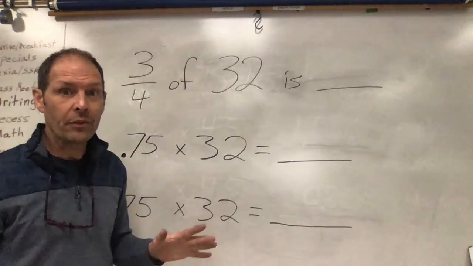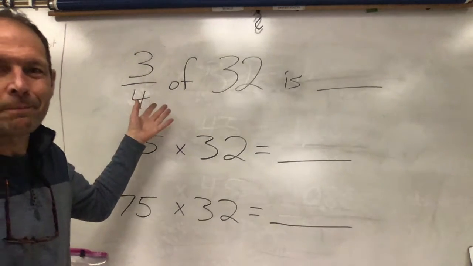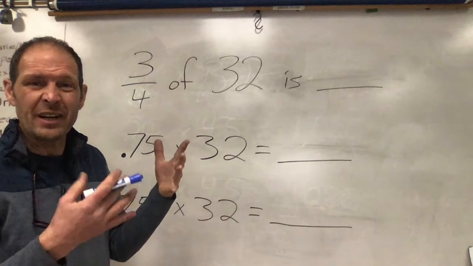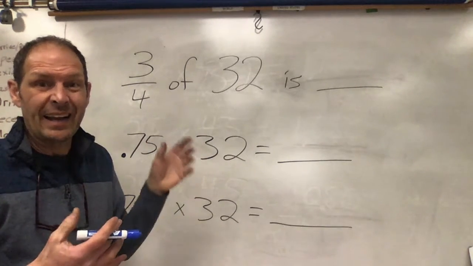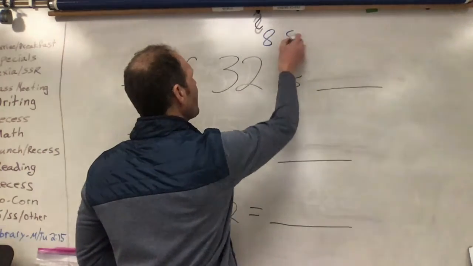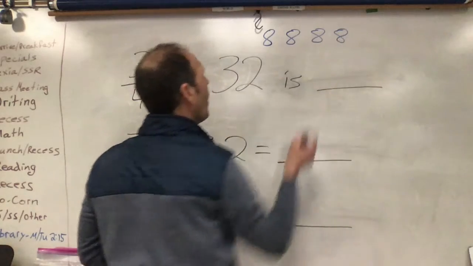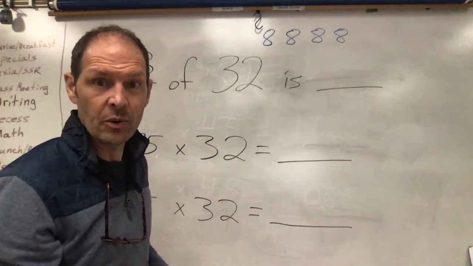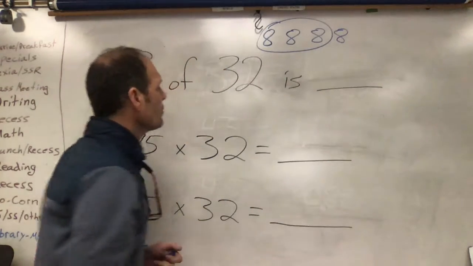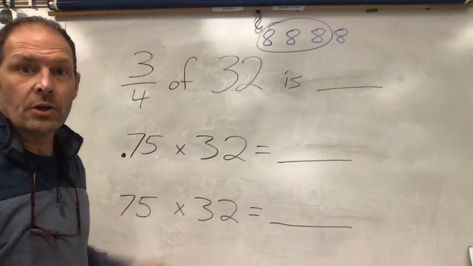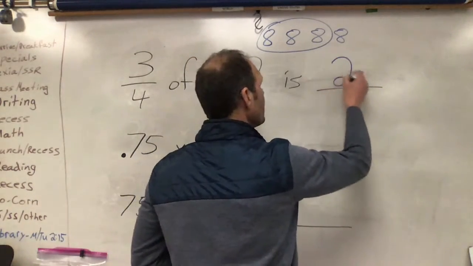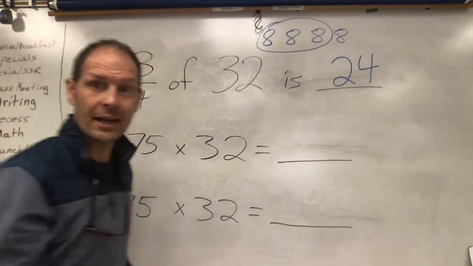So think about this. 3/4. What would 3/4 of 32 be? Well, if we divide 32 into 4 equal pieces, each of those pieces would be 8. We have an 8 and another 8 and another 8 and another 8. Altogether, that makes 32. And we have 3 of those 8s. So we actually have 24. So 3/4 of 32 is 24. Go ahead and write that in your book.